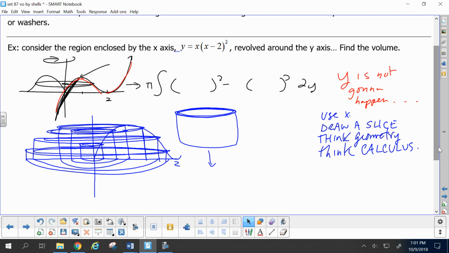Now, it's very tempting to think of it still in a washer way of thinking, but that is not the way to go. This is the way to go. Let's see, how can I make this look like that? Wait, let me finish.